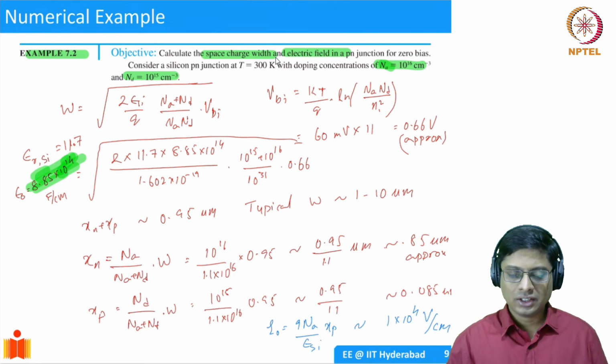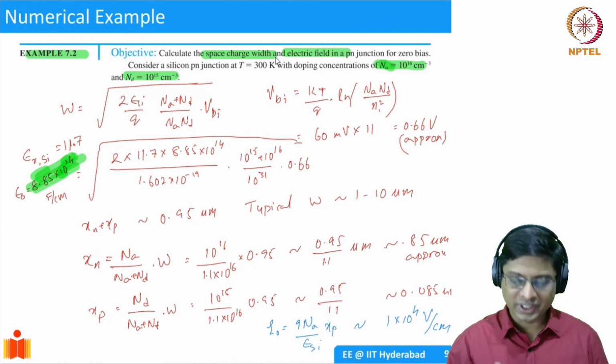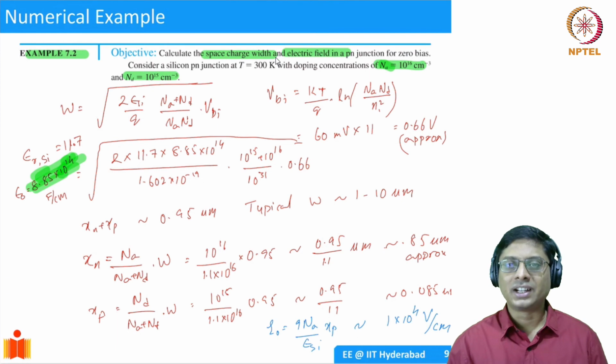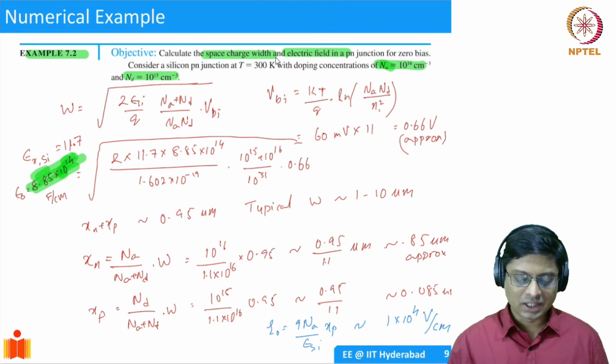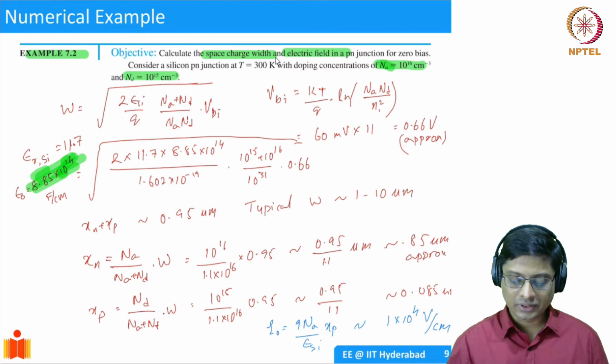So with that, I hope you got a glimpse of how to analyze PN junctions, the basic electrostatics, and how to calculate these quantities: the width of the depletion region, the peak electric field, the built-in potential for various scenarios. All right. So please take some time to review this.